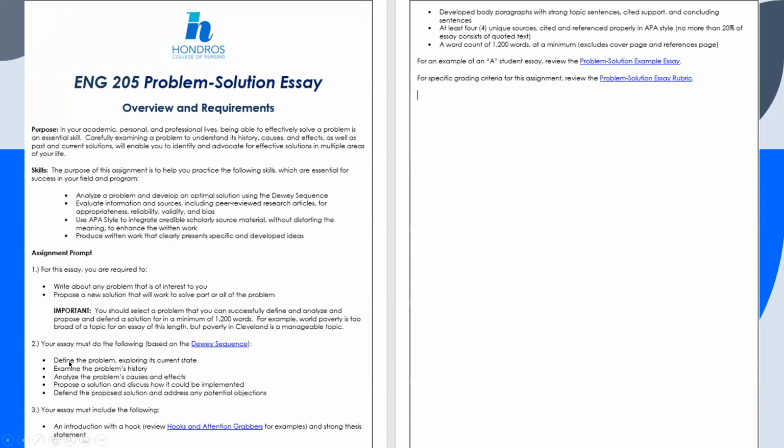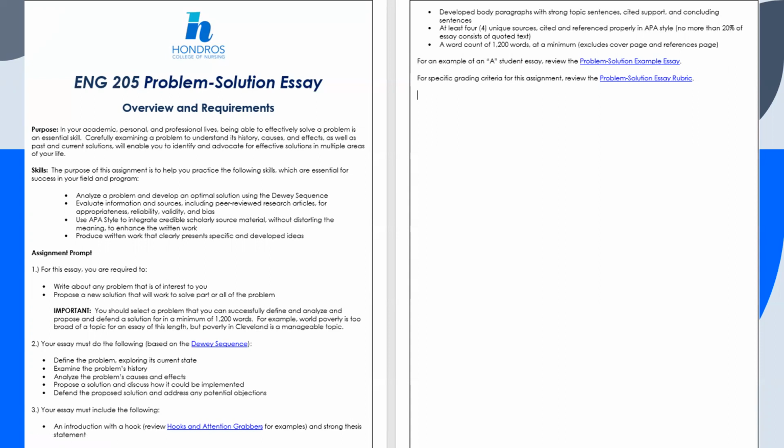So in your paper, you're going to be defining the problem and exploring its current state. You're going to be looking at the problem's history. You're going to look at the causes and effects of the problem. You're going to propose a solution for the problem and discuss how that solution is going to be implemented or put into place. And you're going to defend the proposed solution and address any potential objections. So that's the long and short of this paper.